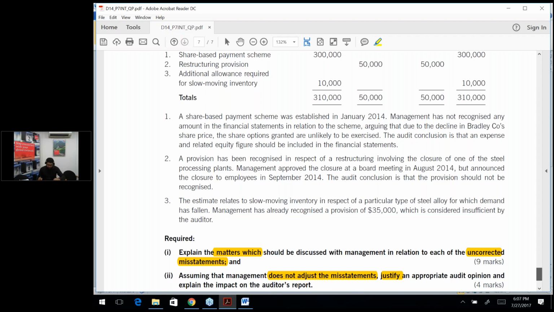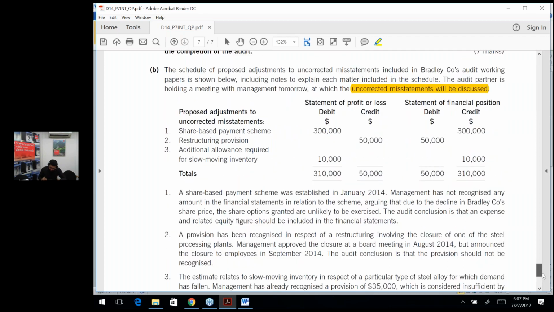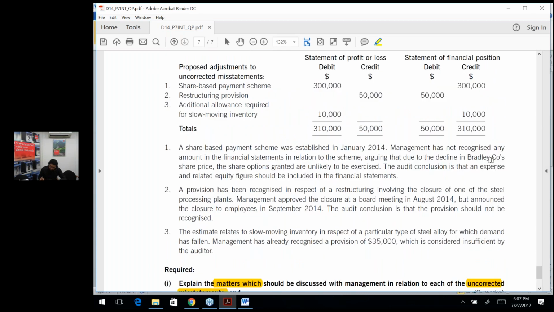Now, number 1, it says a share-based payment scheme was established in January 2014. Management has not recognized any amount in the financial statements in relation to the scheme, arguing that due to the decline in Bradley Company's share price, the share options granted are unlikely to be exercised. The audit conclusion is that an expense and any related equity figure should be included in the financial statements.